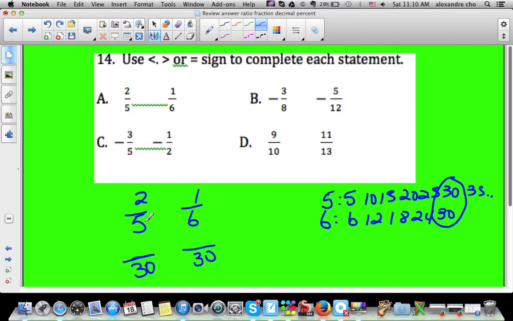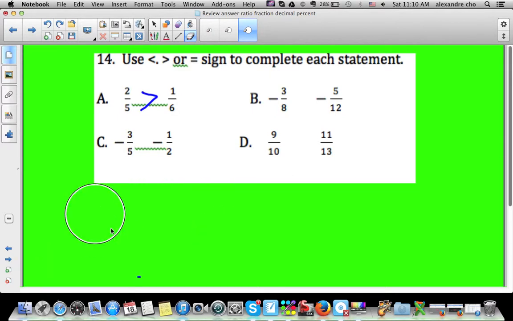Now, how did a 5 become a 30? It was times 6, so I have to do the same to the top, which is times 6. That gives us 12. 6, how did it become a 30? It was times 5, so therefore the top times 5, which gives us 5. Now, it's much easier for you to determine which one's greater, 12 over 30 or 5 over 30. If you have something cut into 30 pieces and you got 12 and somebody got 5, who got more? Obviously, this guy. So 12 over 30 is greater than 5 over 30, or 2 over 5 is, in this case, greater than 1 over 6. Okay, so that's the steps that we're going to have to take.